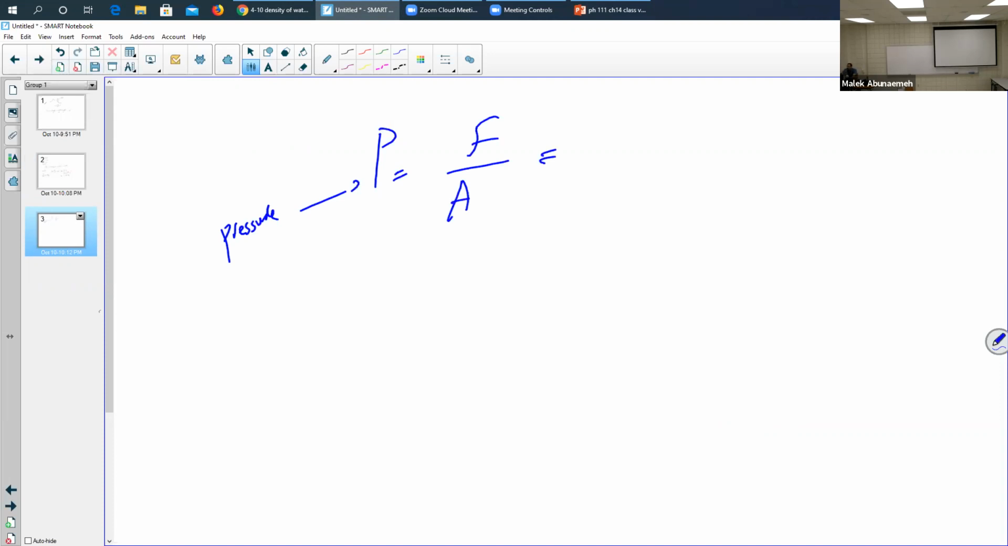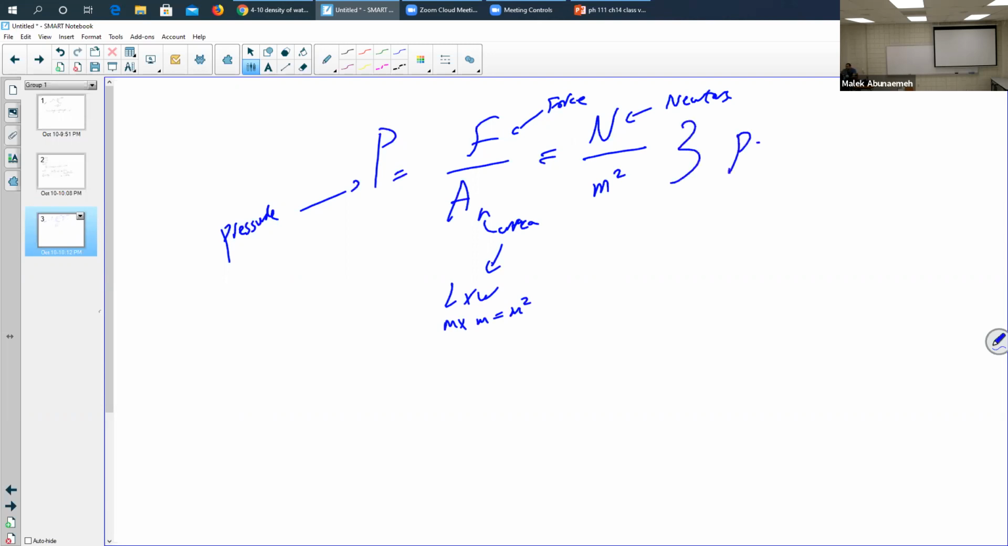Now, your force is going to be in newtons, and your area, which is your length times your width, is meter times meter, which equals meters squared. So your newton over meter squared, that's what we call a pascal. So a pascal is how many newtons per square meter.